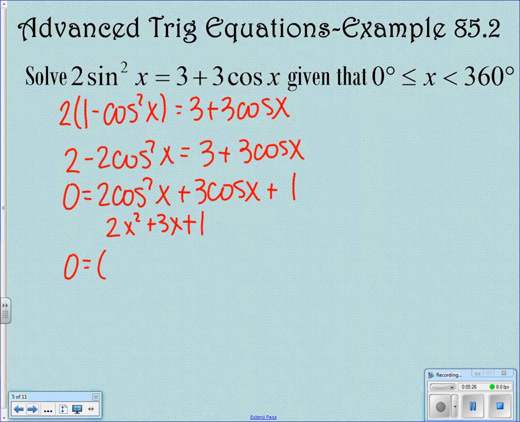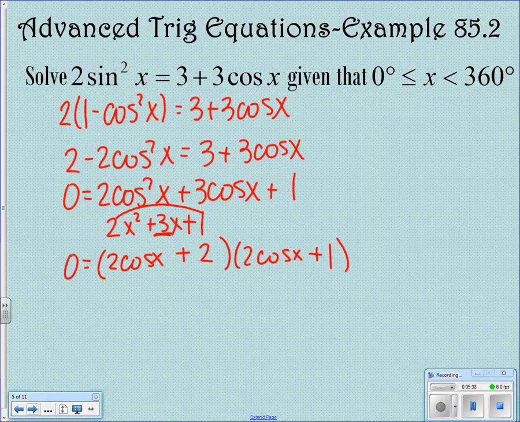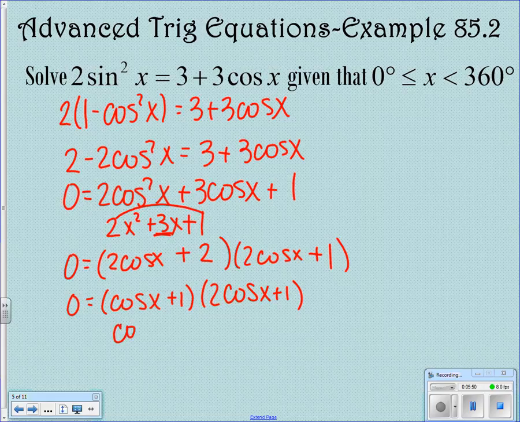So we're going to have 2 cosine of x, 2 times 1 is 2, and we're looking for what multiplies to give us 2 and adds to give us 3. So that's going to be 2 and 1. The first set will reduce. We'll have cosine of x plus 1, and then 2 cosine of x plus 1. So now, cosine of x would equal negative 1, and cosine of x would equal negative 1 over 2.